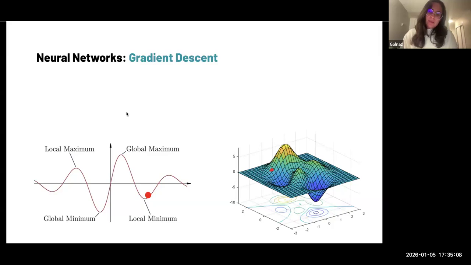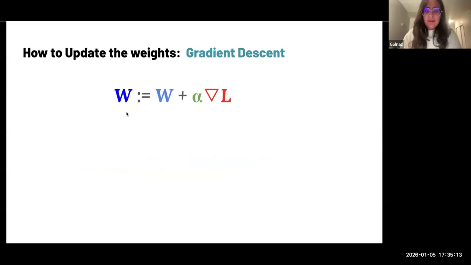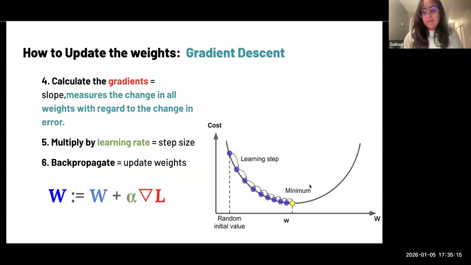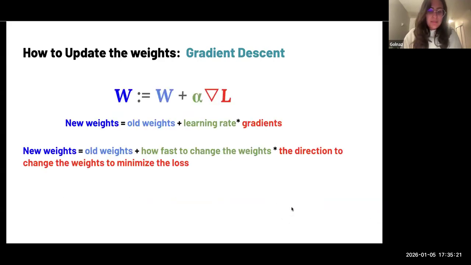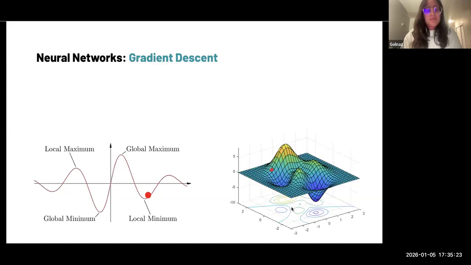But the problem is that it's not as simple as that. And by that, I mean, it's not as simple as this plot here, where we have a minimum in the middle and we start at the top and we get there. It's usually much messier than that. And by that, I mean, we're in high dimensions, and it's not just a minimum that we want to find.